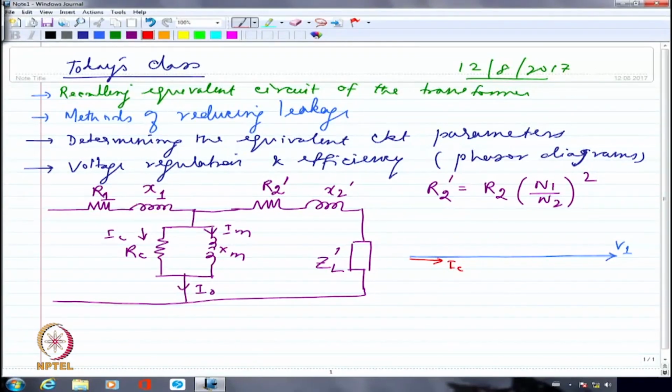Okay. Now I am going to have maybe IM somewhat like this. The magnetizing current is somewhat like this. Now when I add them together, IC and IM, I am going to get what is known as the no load current. So let me call this as I0. This is the no load current.